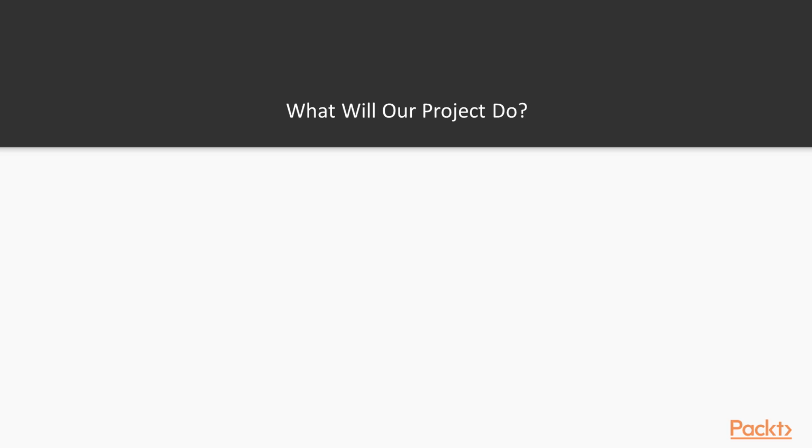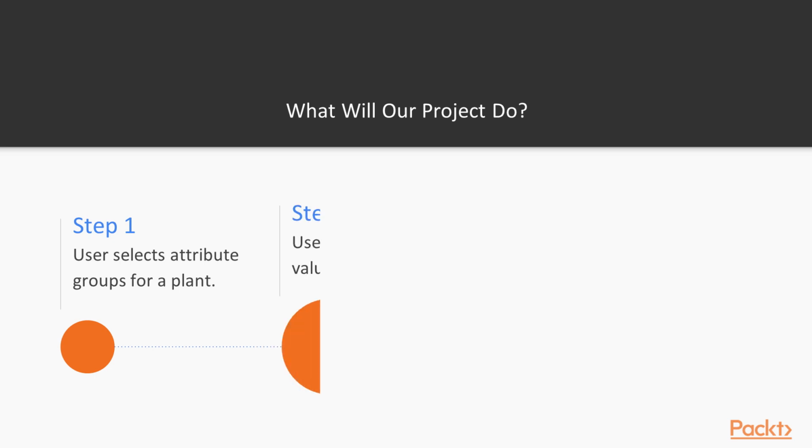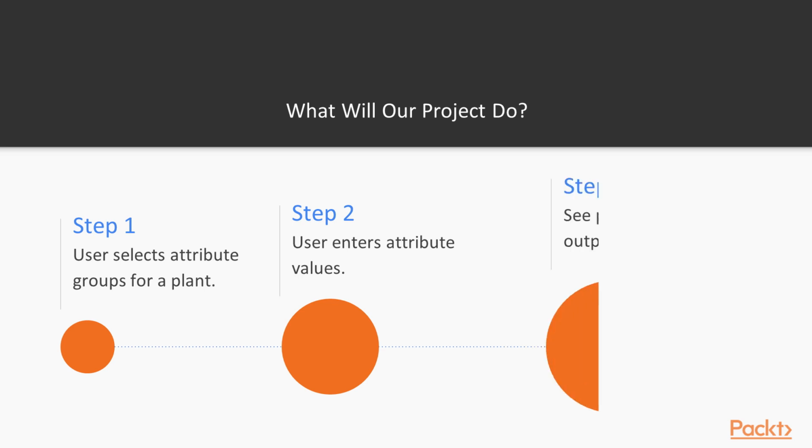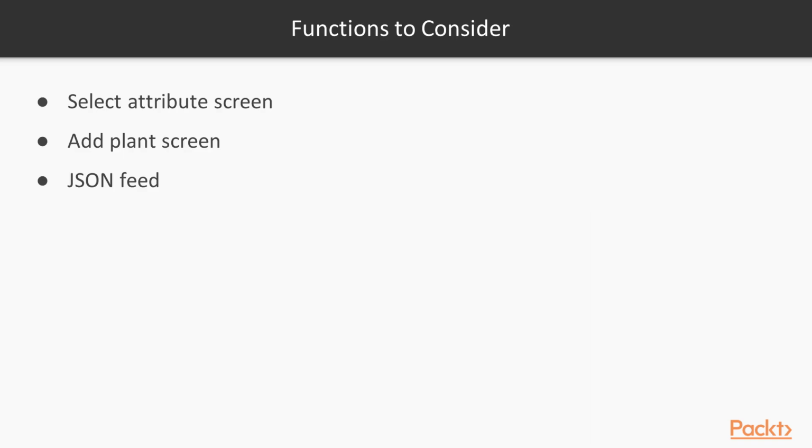From the user's point of view, step one, select attributes, attribute groups for a plant. That's our evergreen, native, herbaceous, or whatever else we're going to add to it. Then enter the values that correspond to those attribute groups, and then see the plant on JSON output. So let's consider some functions. Select attribute screen, add plant screen, and JSON feed, and let's think of those as functions.